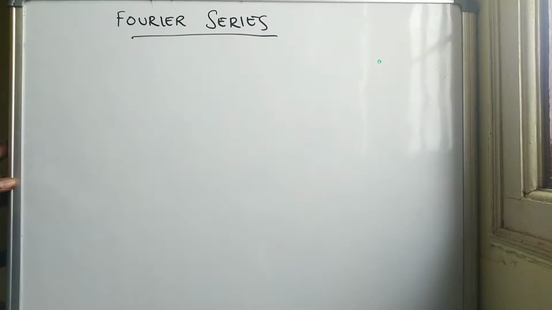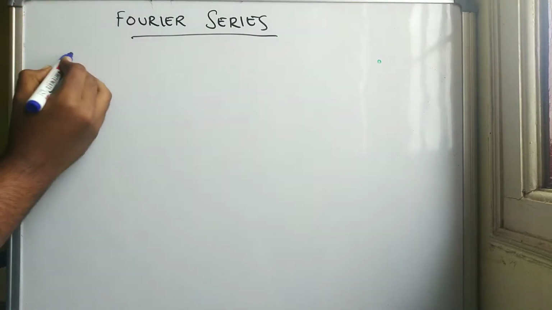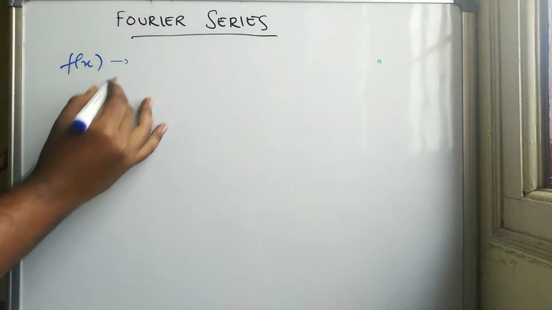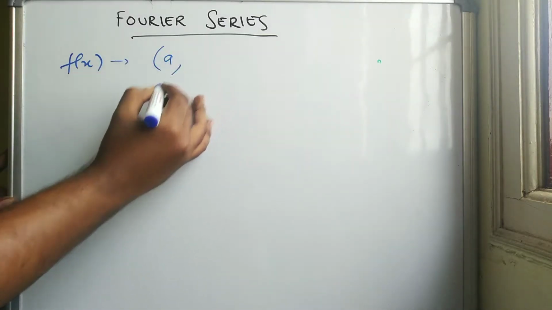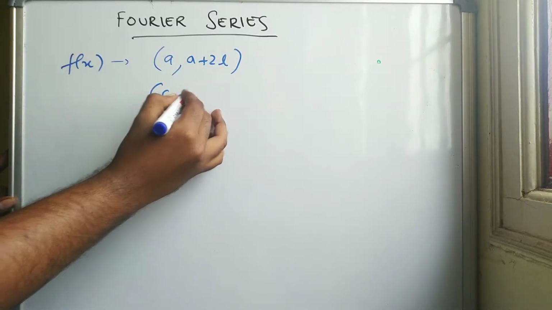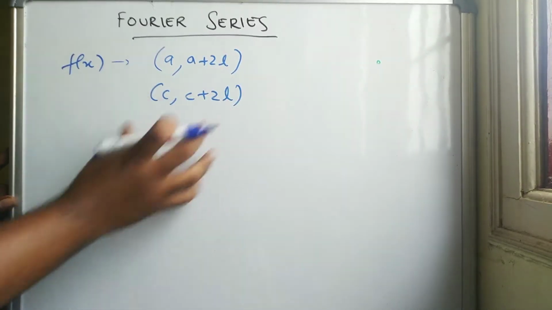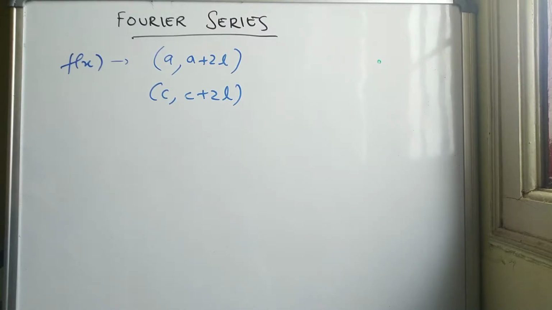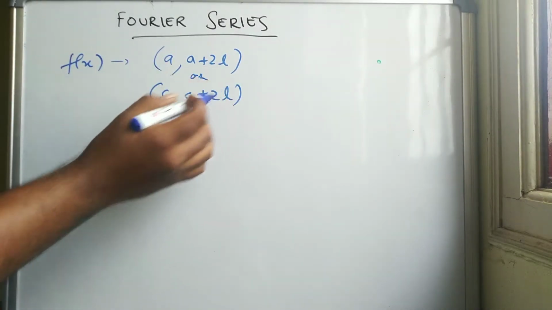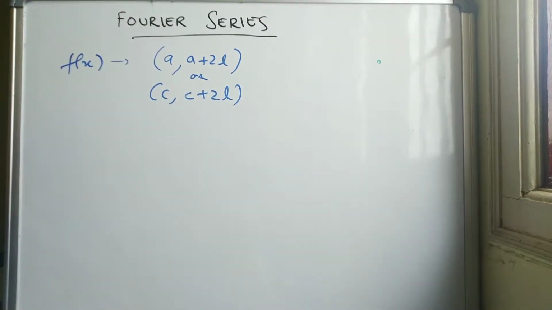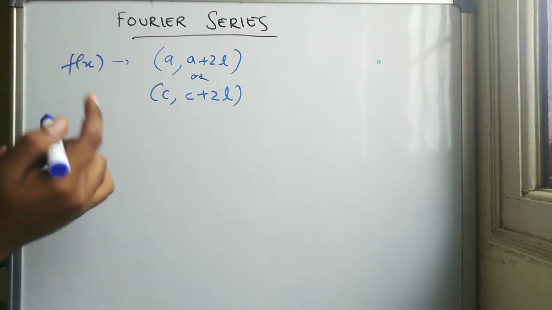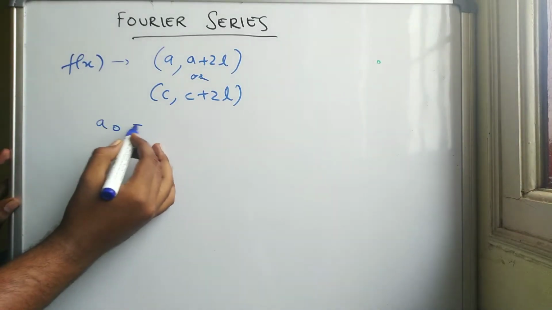So if a function f of x is given, and it lies in the interval a to a plus 2l, or we can consider c to c plus 2l, anything is fine. Now we have to understand this is nothing but an interval.